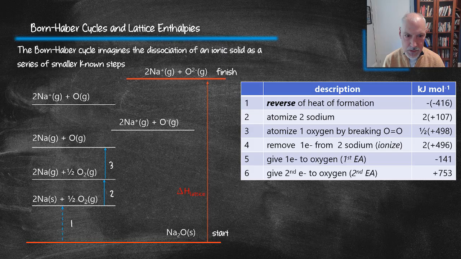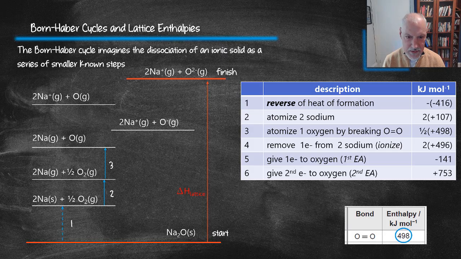It's found in Table 12, bond enthalpies. This is the related information we need. You'll notice here it's 498, but recall that that's per mole of bonds broken. So if I break an oxygen-oxygen double bond, I end up with 2 oxygen atoms. So in this case, I have to multiply it by half because I need only 1 oxygen atom.